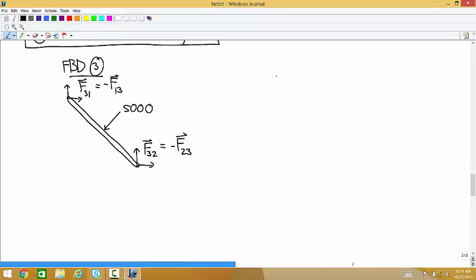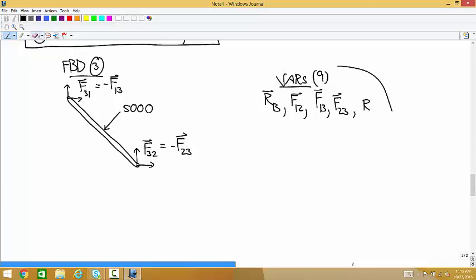And so now we have RB, F12, F13, F23, and R. So 9 variables. Oh, I'm getting ahead of myself. We haven't even done the equations yet. Okay, let's put this aside for now. Sorry about that.